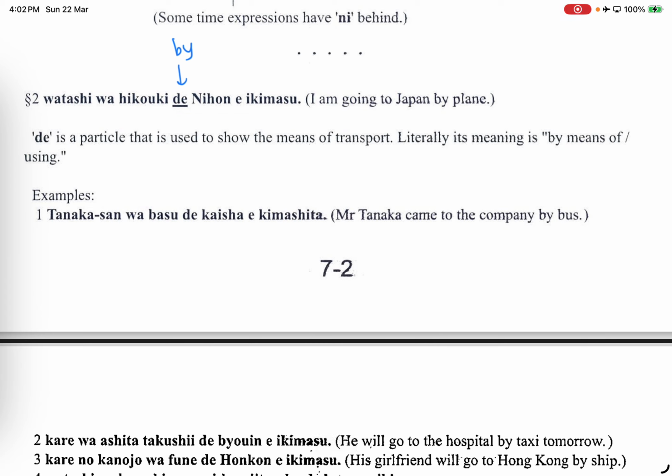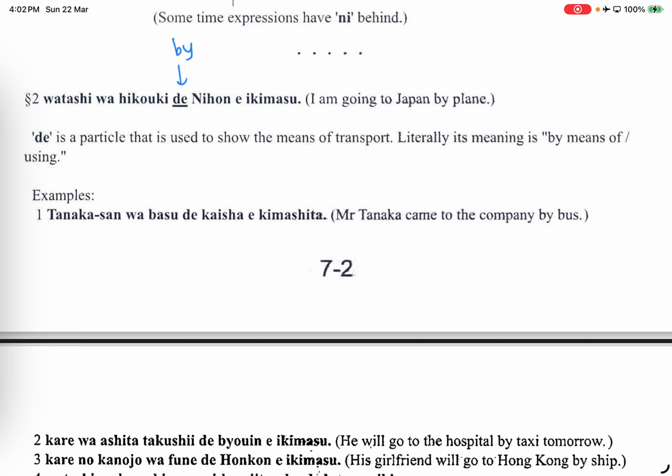Number 2. 私は飛行機で日本へ行きます. Right, so 日本へ行きます, go to Japan. So go to Japan, we can also add additional information in front by the means of transport. Right? The how that we are going there, right? To answer the how.